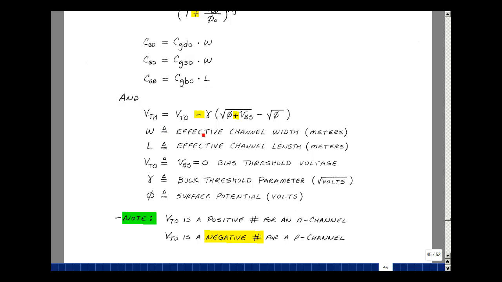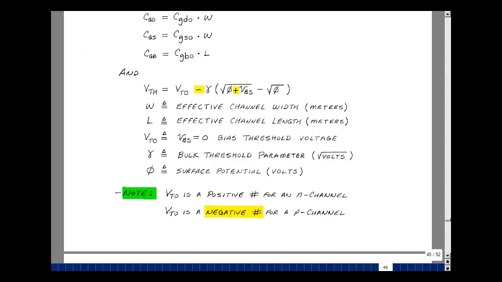It's also interesting to note that gamma and phi are both positive for P-channel and N-channel. As mentioned before, VTO is positive for an N-channel device, and VTO is negative for a P-channel device.